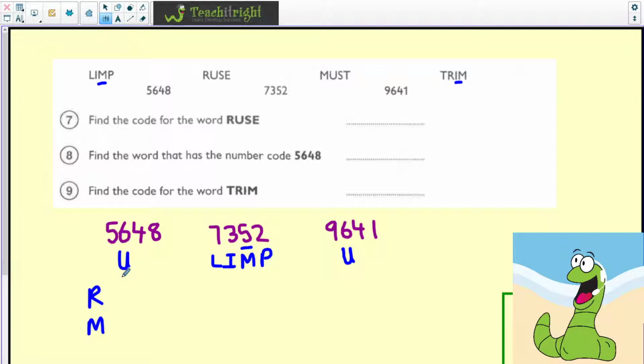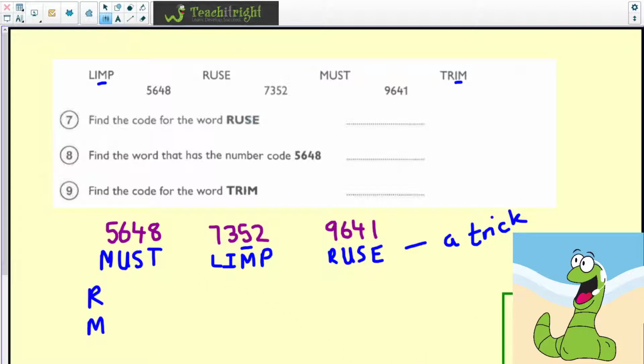And now we can work out the rest of the codes because we've got some of those numbers that can help us work out the others. Because we've got the 5 here, we've got the M. This must be must. And this must be ruse over here. Now, if you didn't know what ruse meant, it means a trick. So if you do want to put that in your word and meaning book, just write that here for you. A trick.